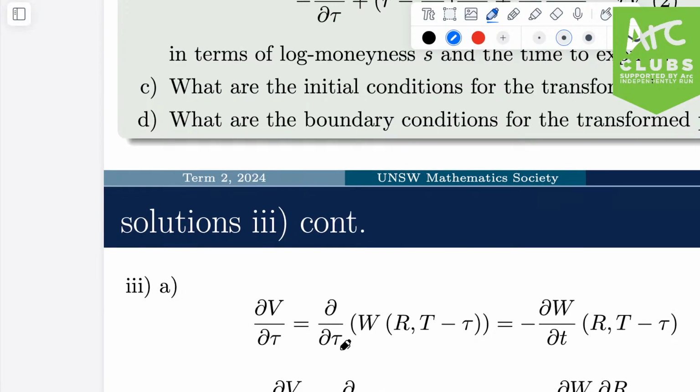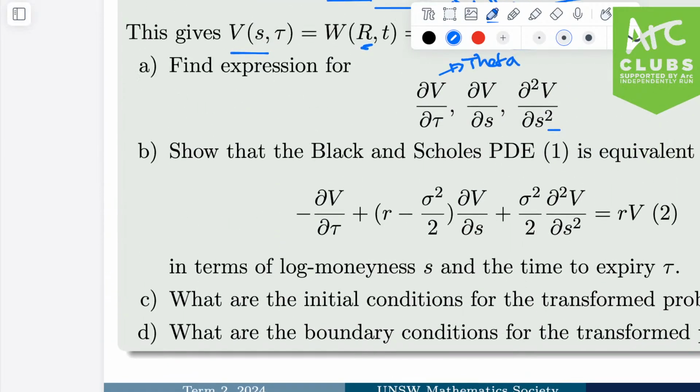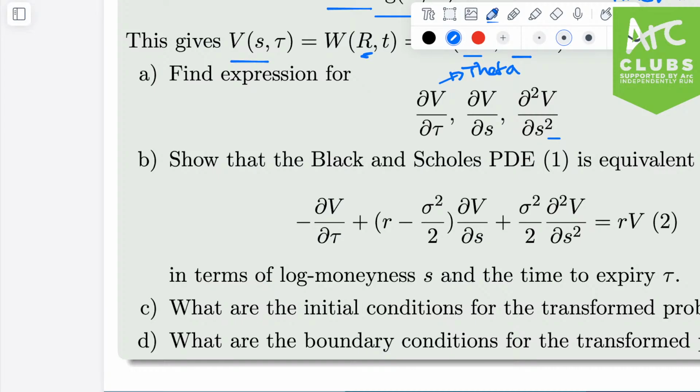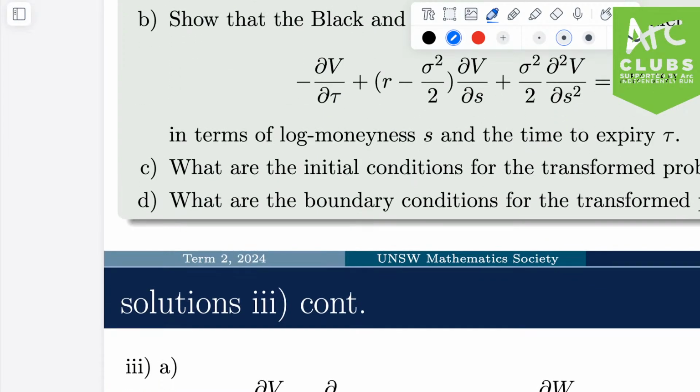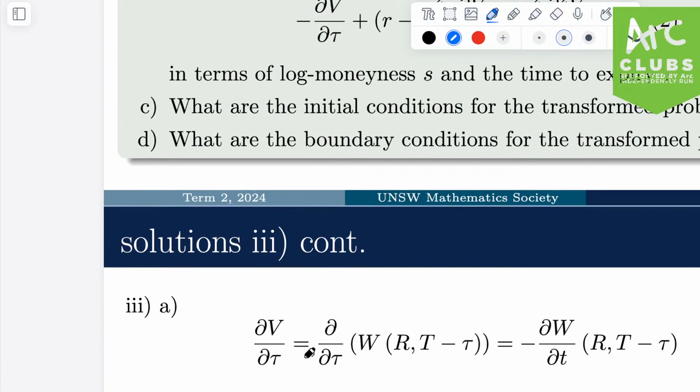So dV/d tau is just when you differentiate tau in W of R and T minus tau. Nothing crazy here, just change V to an expression of W. And because tau is negative here, this is just equal to negative dW/dt of R and T minus tau. Actually, I think that's just the solution. I don't think we need to do anything more here. Essentially, just a change from V to W. Here is the same. We just change from V to W.